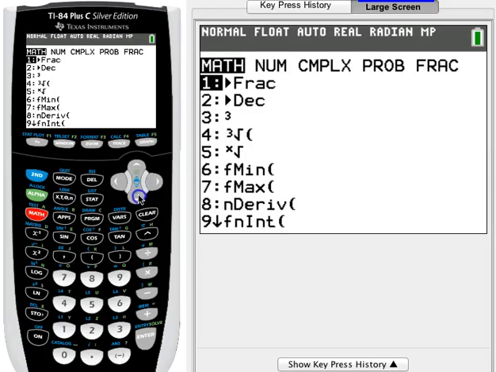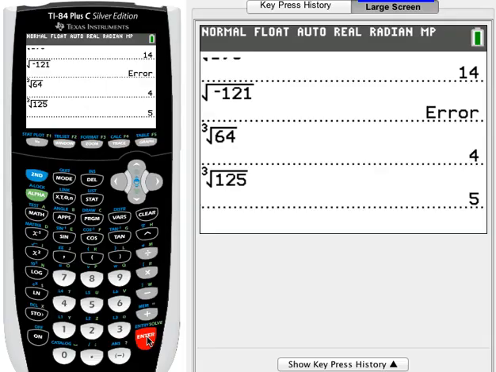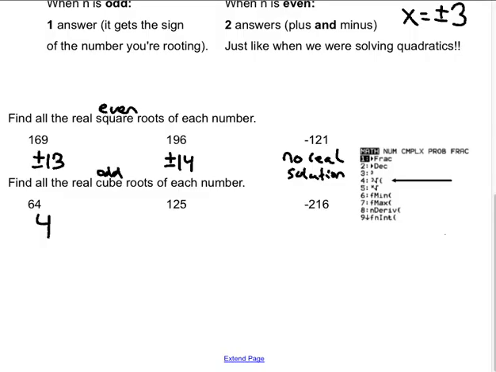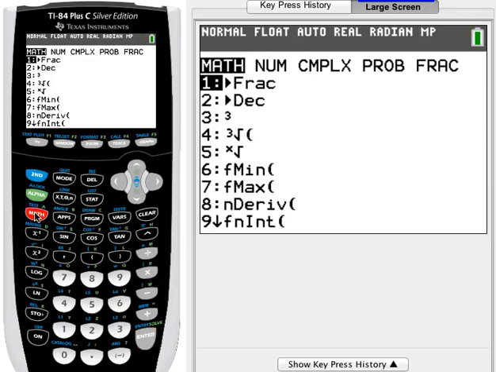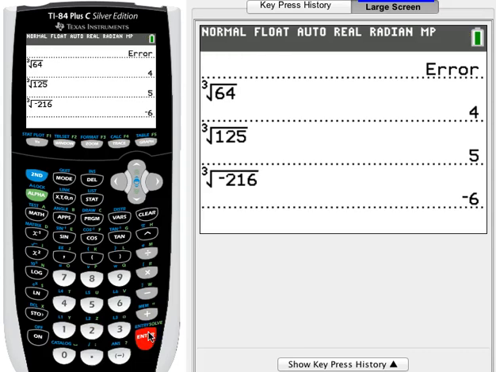Again, you can go to the math menu. 125. Hit enter. That one's 5. And negative 216. Now, here's the kind of cool thing: notice when I have an odd root, I can actually get answers, okay? The answer is going to be the same sign as the number you originally put in, okay?